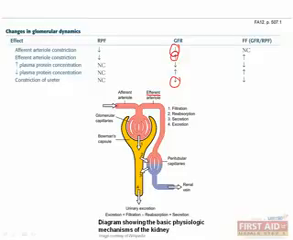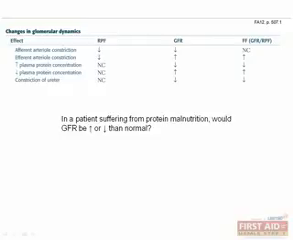Let's think about this in the context of some sample questions. Ready? Question 1. In a patient suffering from protein malnutrition, would you expect GFR to be higher or lower than normal? If you said higher than normal, you're right. Someone suffering from protein malnutrition would have low serum albumin, since she would not be able to make enough protein. With that lower plasma protein concentration, the oncotic pressure keeping fluid in her plasma would be less, so GFR would be higher.